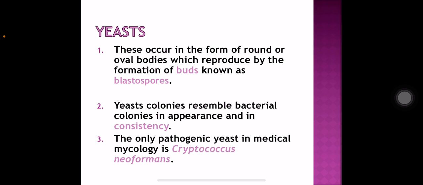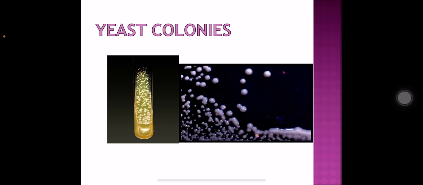The yeast occur in the form of round or oval bodies which reproduce by the formation of buds known as blastospores. Yeast colonies resemble bacterial colonies in consistency and in appearance. The only pathogenic yeast in medical mycology is Cryptococcus neoformans. This is a photograph of a yeast colony, that is a colony of Cryptococcus neoformans. It resembles bacterial colonies.